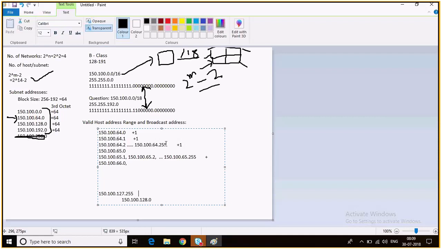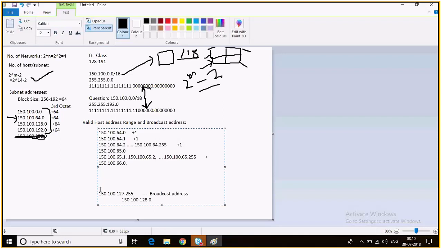And then when 255 comes in the last octet, when I add 1, it will move to the third octet, 65.0, 65.1, and it will keep on adding till I get to this point, 127.255, which is my broadcast address. Why? Because when I add 1 to it, I get the next network, which is 150.100.128.0. So this is the next network. So this is my broadcast address.